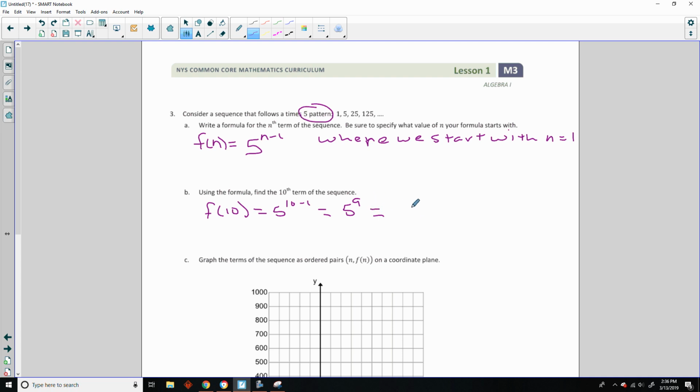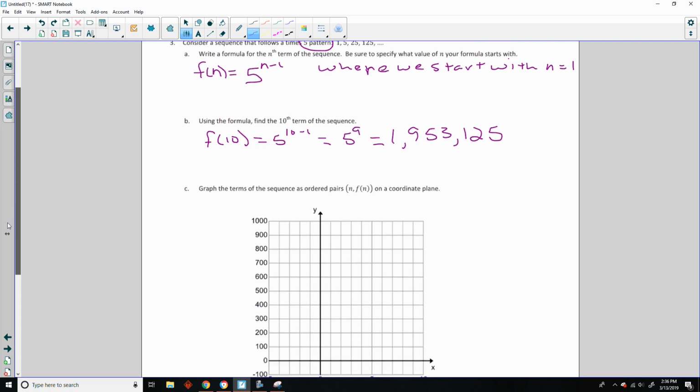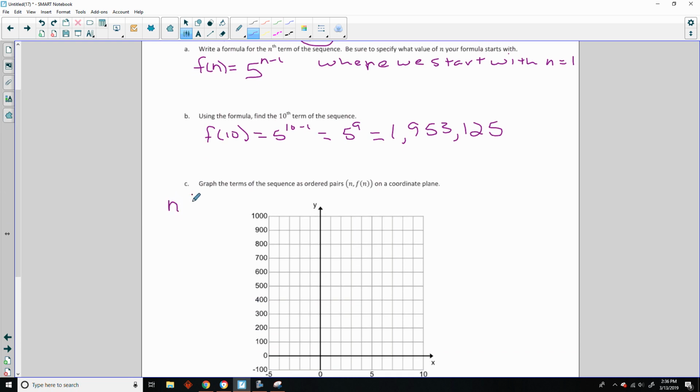5 raised to the 9th power is 1,953,125. Okay, so there you go. Part C says graph the terms of the sequence as ordered pairs: n, f of n.